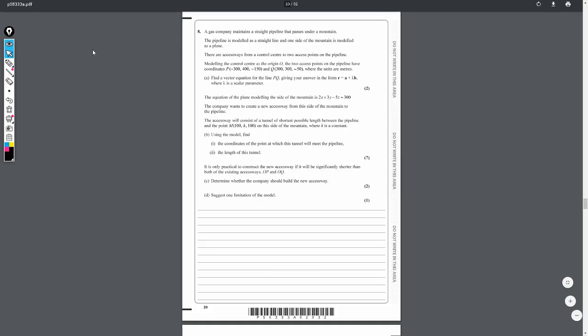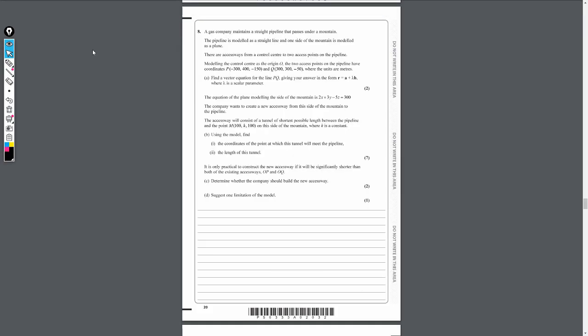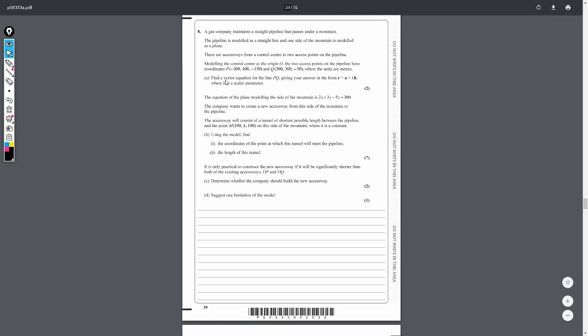Moving on to question 8 now, we have a question here on 3D vectors, and this is quite a tricky question. As you can see, there's a lot of context to this question, and it's split into 4 different parts. So let's have a look at what we're dealing with.